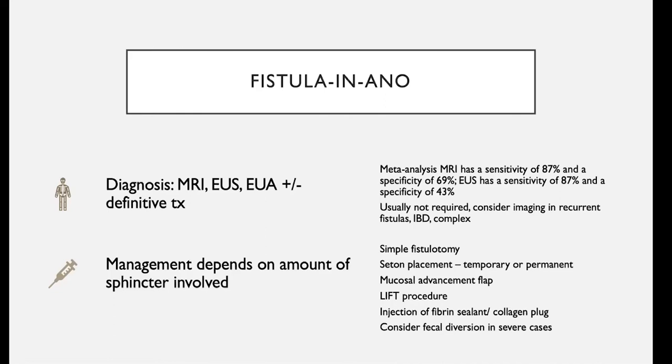Management depends on how much sphincter is involved in the fistula. If there is not a lot of sphincter complex, then you can typically get away with a simple fistulotomy, as there's lower risk of fecal incontinence after that procedure. But the other types of treatment can be a seton placement, an advancement flap, a LIFT procedure, which we'll talk about.